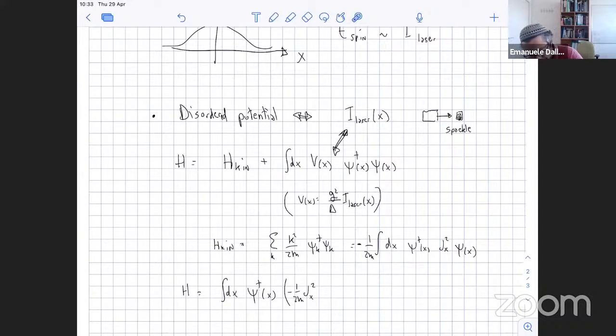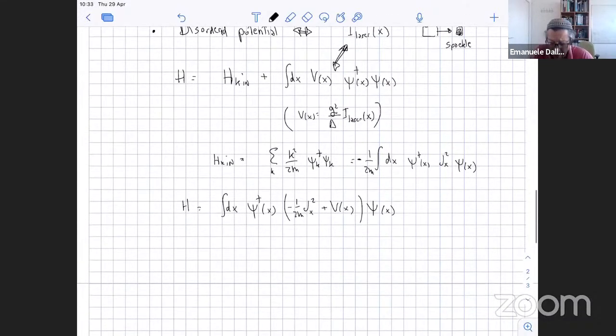Okay, so here in this step, I just noticed that the k squared is in Fourier space. If the Fourier transform of k is the derivative, then k squared will give you minus the second derivative. So what you get is minus 1 over 2m psi d²/dx² plus some V of x psi of x. Okay, so this is the Hamiltonian of free particles.